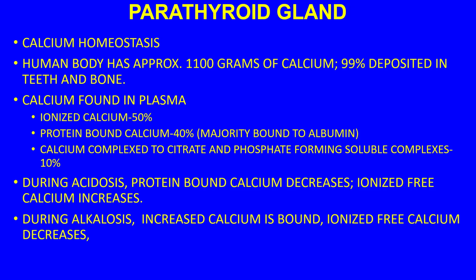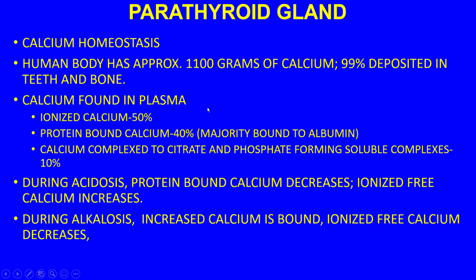what is all this around? Why do we have this? What's necessary? Where does it work? And where is it stored in our body? How does it get transported? Well, let's start off. The human body has approximately 1,100 grams of calcium. 99% of it is deposited in teeth and bone.